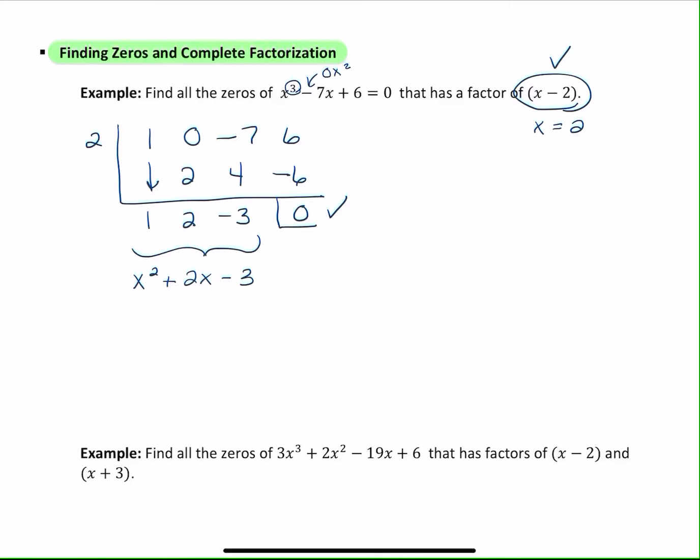Now that's a quadratic that I can factor. That'll actually factor pretty easily into x plus 3 and x minus 1 to get that positive 2x in the middle. So that's that quadratic factored. And then remember, we've got the x minus 2 that had a remainder of 0. So that is also a factor. So x minus 2, the one you divided by, and then your quotient gives you your complete factorization.